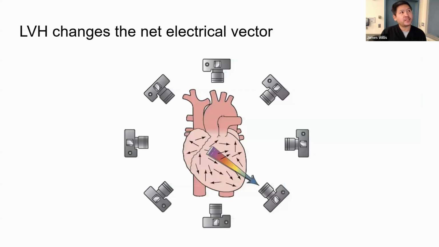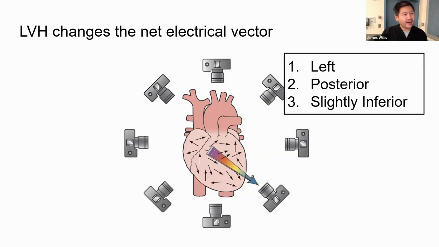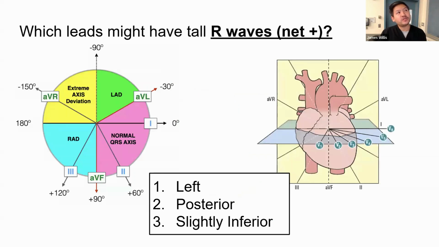So like I said before, LVH changes your net electrical vector. Do you guys know how it changes? It goes left, mostly left. What else? I don't know. Go left and posterior and slightly inferior. Only slightly inferior. So which leads do you think would have really tall R waves, a mostly net positive, based on the changes in your vector?